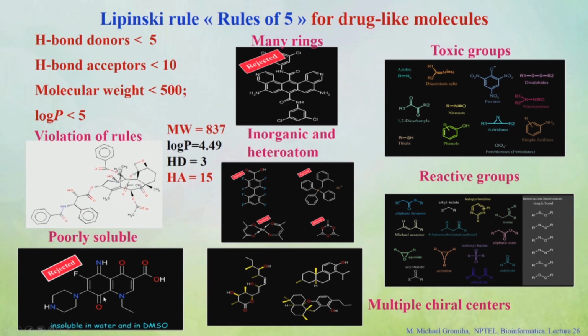Then here one is rejected mainly because it is insoluble in water, because solubility is important. If it is not soluble, you cannot drink it, so in this case it is rejected. Here this one is having many rings, so because of that they rejected this compound. Here you can see they depend upon the inorganic and the heteroatoms, so because of this reason they rejected this compound. So, here there are several toxic groups, and here you can see several reactive groups, in some cases multiple chiral centers. So, these are the various aspects of how we rejected some molecules which may not be drug like molecules.